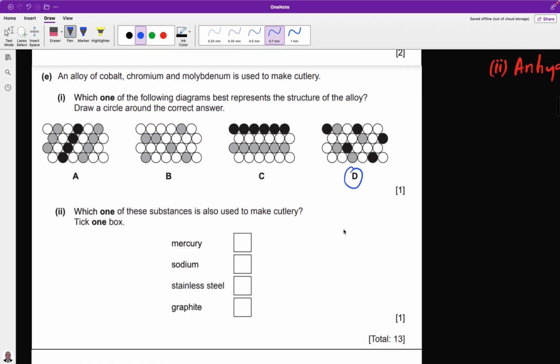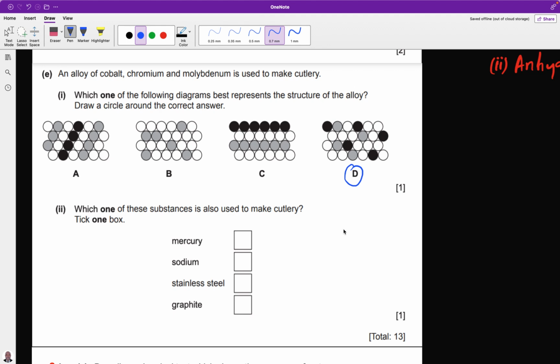D is best represented. Okay. 2. Which one of these substances is also used to make cutlery? Tick one box.